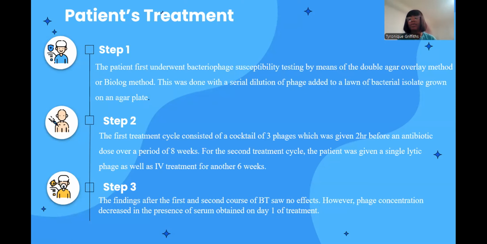This was done with a serial dilution of phage added to a lawn of bacterial isolate grown on an agar plate. The first treatment cycle consisted of a cocktail of 3 phages, which was given 2 hours before an antibiotic dose over a period of 8 weeks. For the second treatment cycle, the patient was given a single lytic phage as well as IV treatment for another 6 weeks. The findings after the first and second course of BT saw no effects. However, phage concentration decreased in the presence of serum obtained on day 1 of treatment.